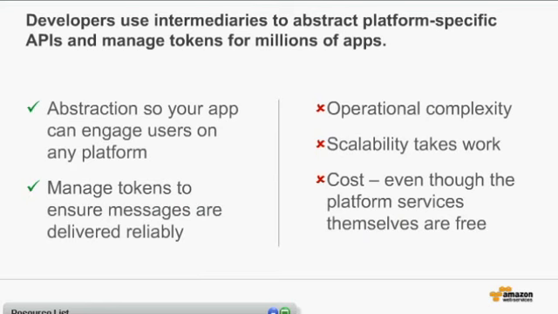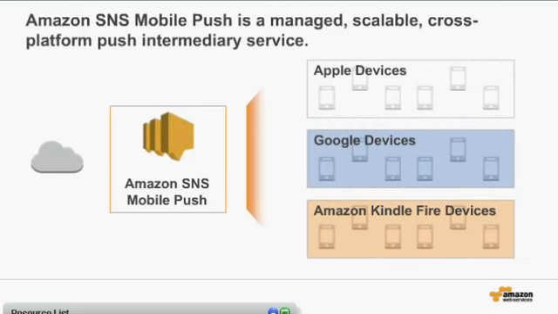So developers use these intermediaries to abstract platform-specific APIs and manage tokens for millions and millions of apps. So you get to maintain that engagement with users on basically any platform and manage tokens to ensure messages are delivered reliably, but you remove the operational complexity and the scalability required to implement all of this. And you can do all of this, obviously, at much, much lower cost, even though the platform services themselves are free. So probably about 2 months ago now, we announced an update to the Simple Notification Service, which enabled it to be used as a mobile push service.